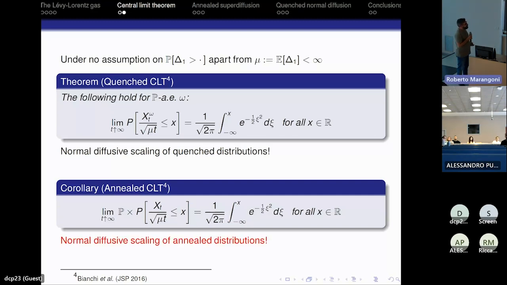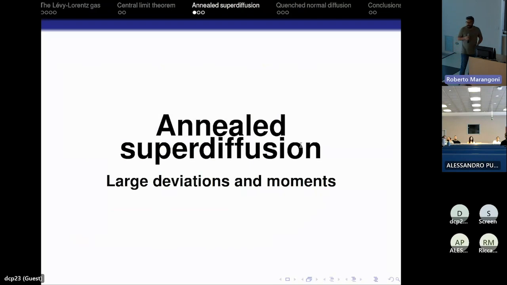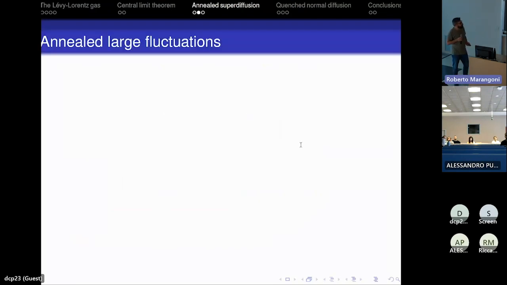Okay, so let's continue with fluctuations. Let's discuss the annealed framework first. And we want to study now this probability: the probability that at a certain time the displacement is larger than x times t, where x is a number between 0 and 1. For x larger than 1, this probability is 0. Indeed, the speed of the particle is 1. So in a time t, the particle can travel at most a distance equal to t. So there's no reason to consider x larger than 1.